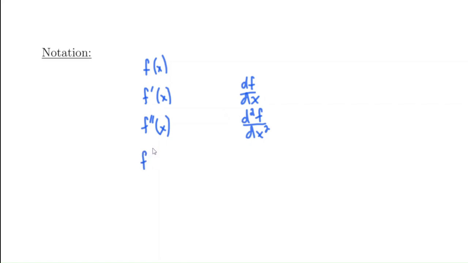And again, sometimes you could write the 3 primes, or you could just put the 3 in parentheses here. This does not mean f to the third power, it just means f triple prime. We'd write this as d cubed f dx cubed. Okay, so the cube comes after the d, but it comes after the x on the bottom here. So let's do some examples.